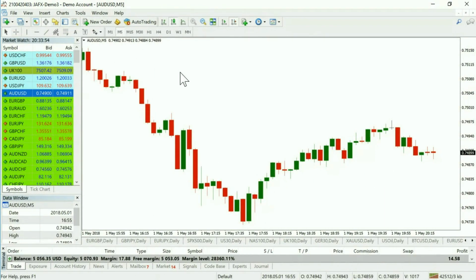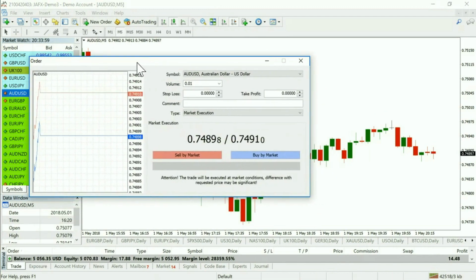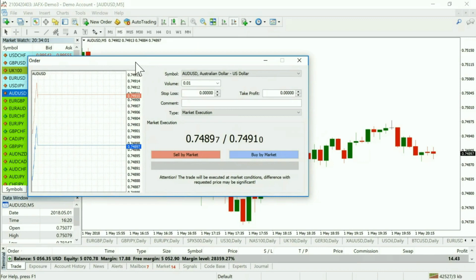So the first thing I'm going to do is take a market execution order and place it. Let's just say we've done our analysis and we expect this price to push to the upside. So I'm going to be looking at the price here on the right hand side, just above the buy by market button, and it's 0.7490.